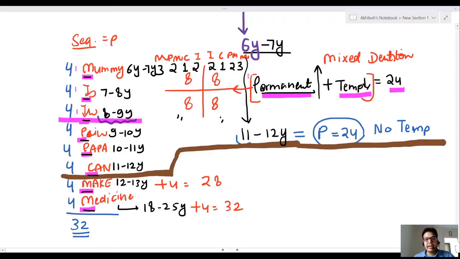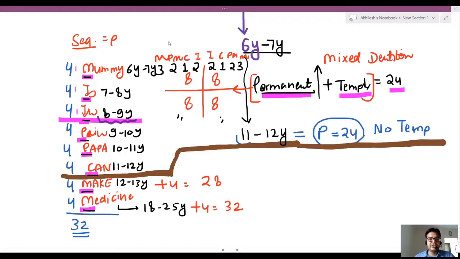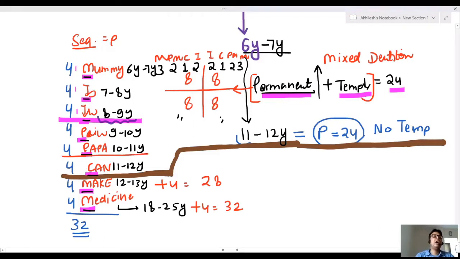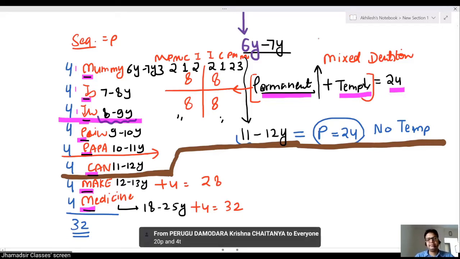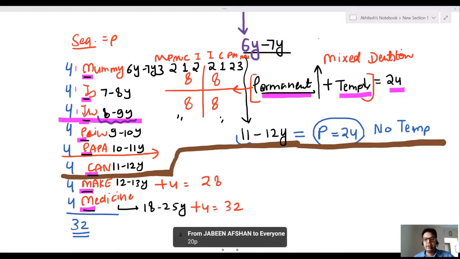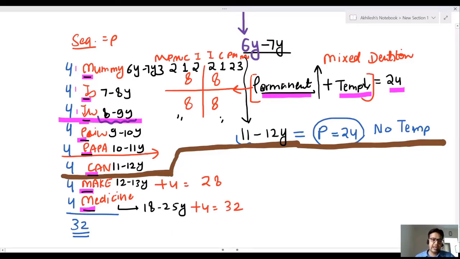Now tell me anyone. At 10 to 11 years of age, how many permanent and how many temporary teeth do we have at this age? Yes, Damodar, it's very simple. 20 will be permanent, temporary will be 4. Chalo. At 11 to 12, how many permanent?